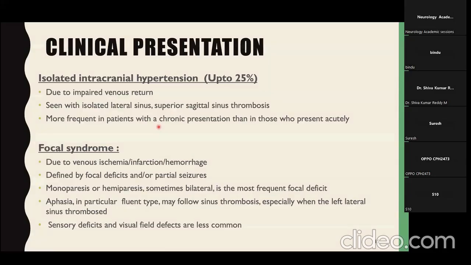This isolated intracranial hypertension is due to impaired venous return, mainly seen in isolated lateral sinus or superior sagittal sinus thrombosis, more frequently in patients with chronic presentation than acute presentation. And in other presentations, the focal syndrome is due to ischemia, infarction, or hemorrhage, and presents with focal deficits or partial seizures, can have monoparesis or hemiparesis, sometimes bilateral.